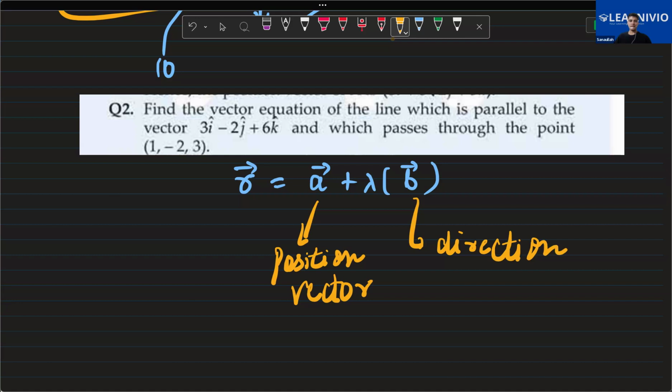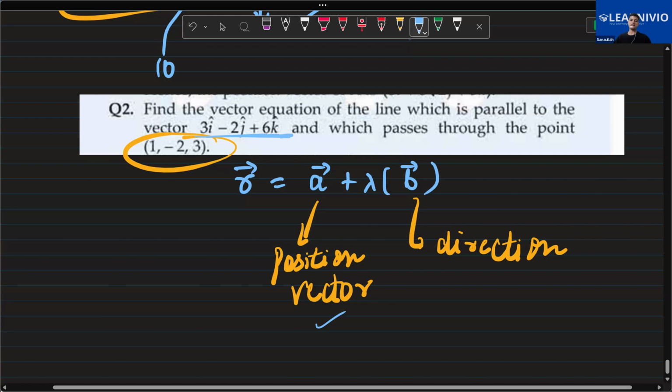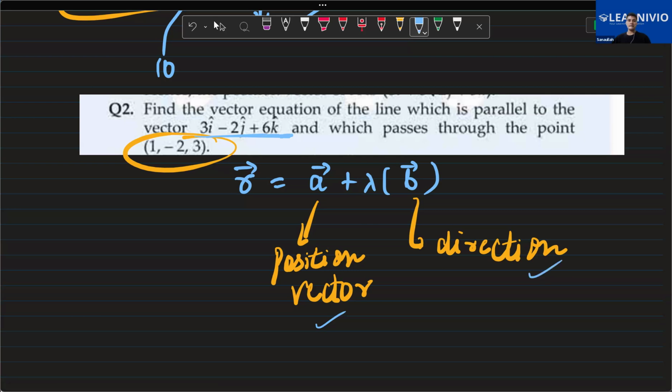सो आपको यहाँ पे पोजीशन वेक्टर दिया है, राइट? ये पॉइंट दिया है, इससे पोजीशन वेक्टर आ जाएगा i cap minus 2 j cap plus 3 k cap. एंड यू हैव ऑल्सो गिवन this parallel to this. That means your direction will be same. Okay, so you know the position vector, you know the direction, you can get this answer.